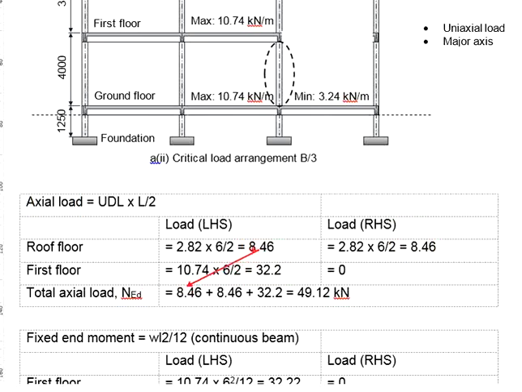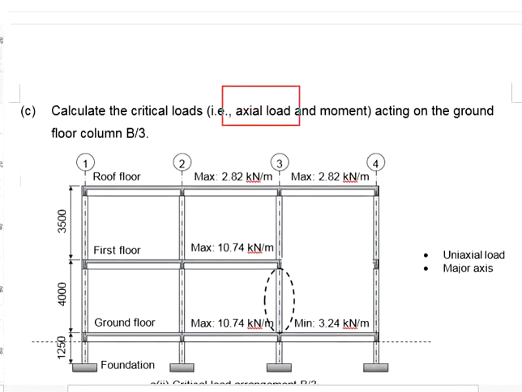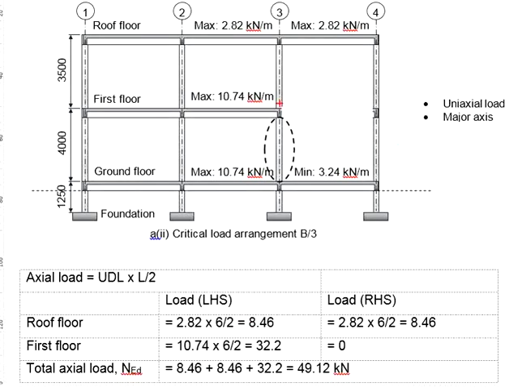Right hand side. In total, you will have 49.12 kN. Now that you have acquired the critical axial load, next you will need to determine the moment taken by the column at this end and also this end.